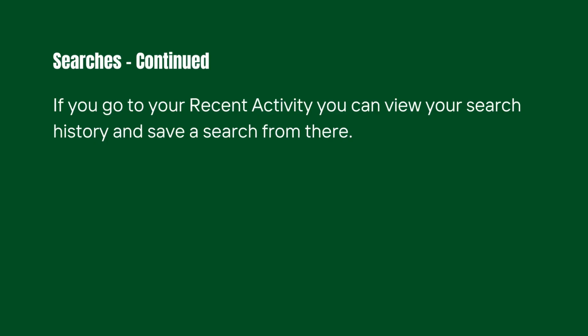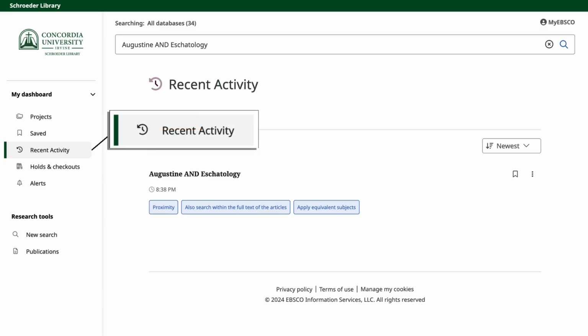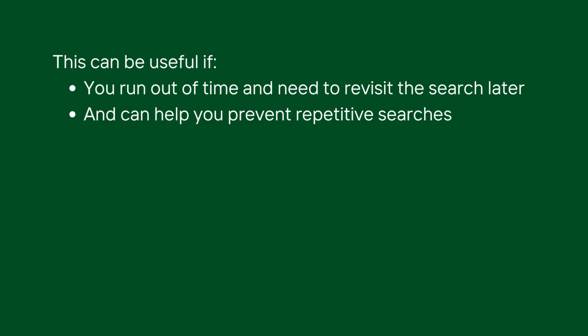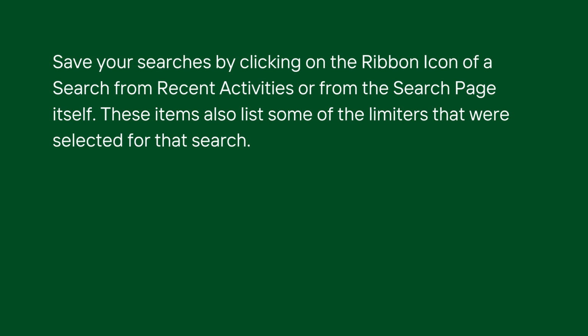Searches continued. If you go to your recent activity, you can view your search history and save a search from there. This can be useful if you run out of time and need to revisit the search later, and can help you prevent repetitive searches. Save your searches by clicking on the ribbon icon of a search from recent activities or from the search page itself.